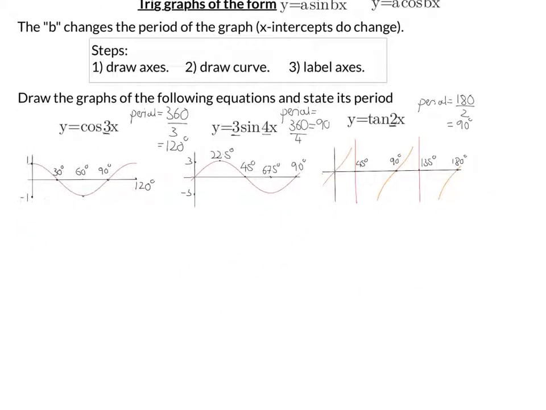Now that is only one period of each of them. You may be asked a different question in the exam where they're asked to do the curve between, say, 0 and 360. And if that was the case for the first curve, here, cos 3x, if you have to be between 0 and 360, I would need to do 3 periods of that. Likewise, for 3 sine 4x between 0 and 360, you'd have to do 4 periods to get up to 360.